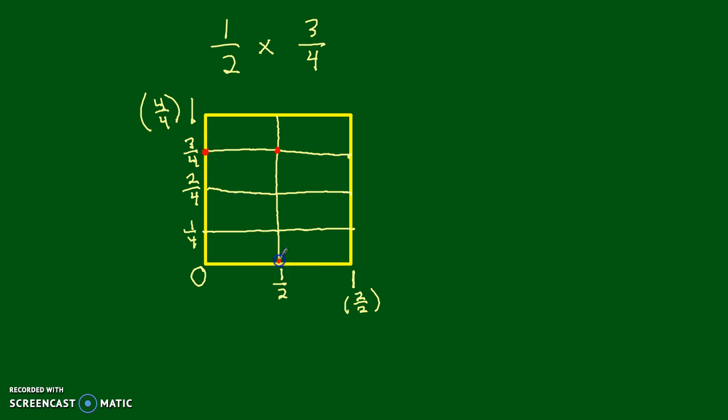So we're going to work on shading in this portion right here. And that shows us that there's 3 shaded in sections. There's 3 shaded in sections. And then for the total number of sections, there's 1, 2, 3, 4, 5, 6, 7, 8. So 1/2 times 3/4 equals 3/8.